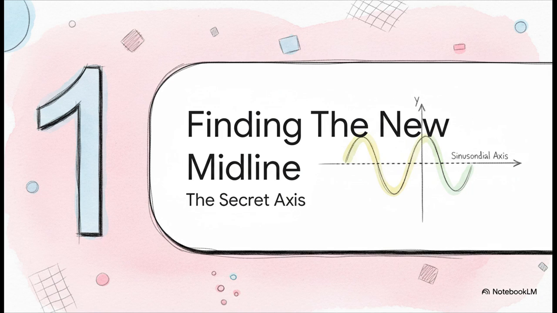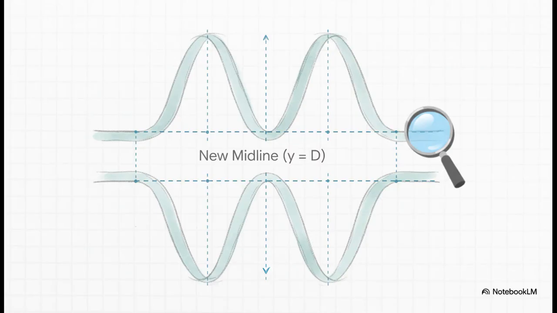You see, the key isn't the amplitude or how stretched the wave is. The real secret, the first thing you should always look for, is its new home base, its center line. We're going to call this our secret axis, and I promise you, once you find this, everything else gets so much simpler. So how do we find this secret axis?